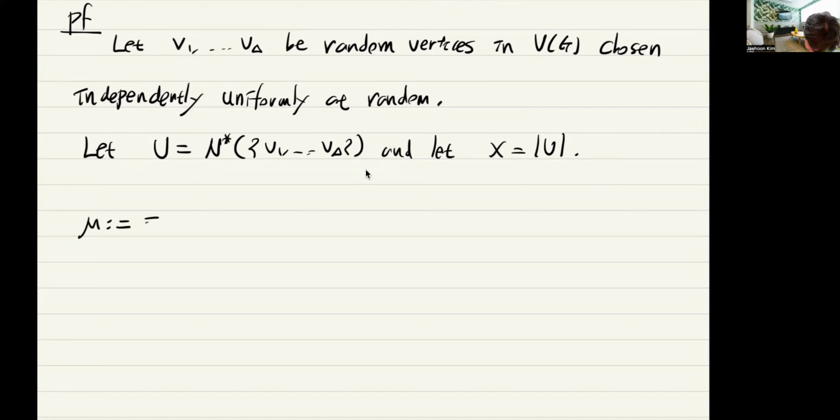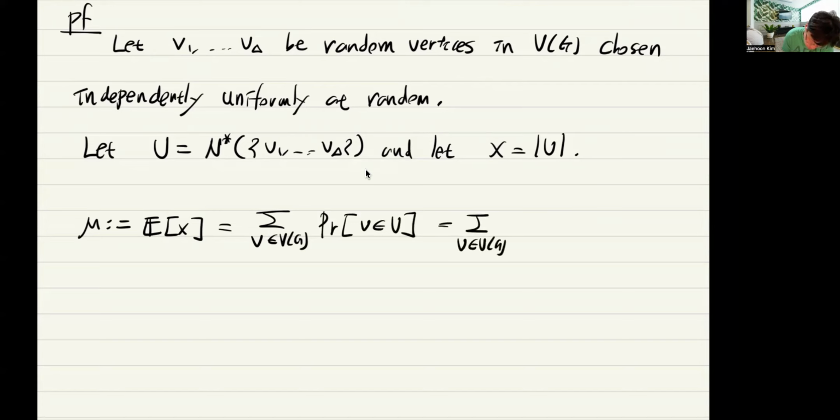And let's compute the expectation of X. And then let's denote this as mu. The mu is a certain number. So for each vertex in G, the probability that it's in U can be computed. And what's that? This is computed if you have its neighborhood, and if v1 is here, v2 is here, and all v delta is here, then this is in U. If one of them is outside, then this is not in here.